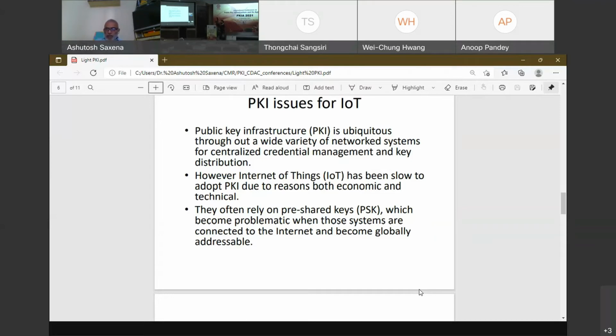So the Internet of Things, as we say, are slow adopters, because it is economically and technically not viable for them to use such things as of today, since the PKI usage and the technology available is actually heavy, I should say. That's why the title came as light PKI, which I'm talking about.